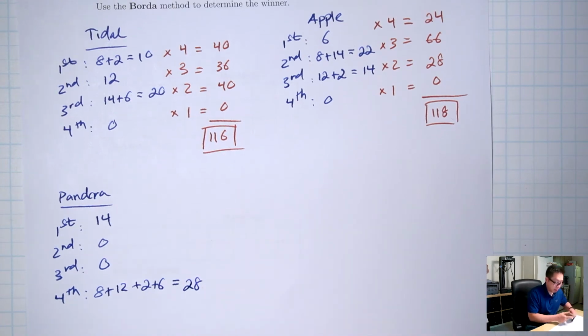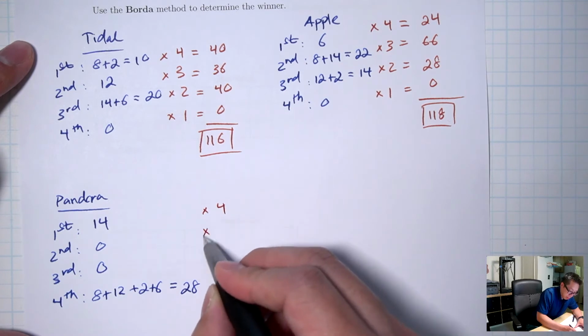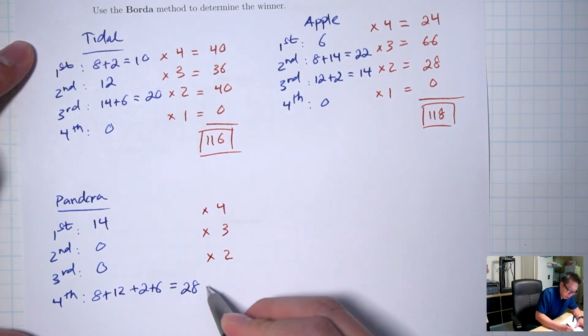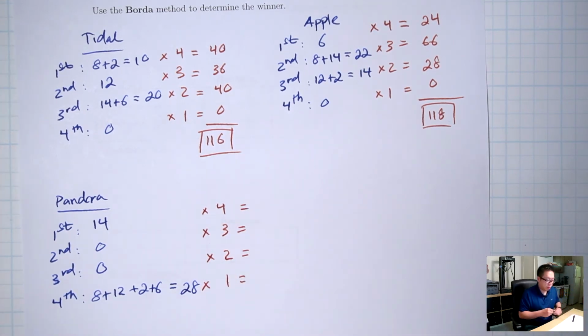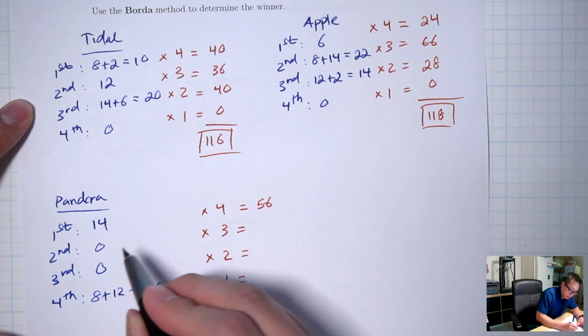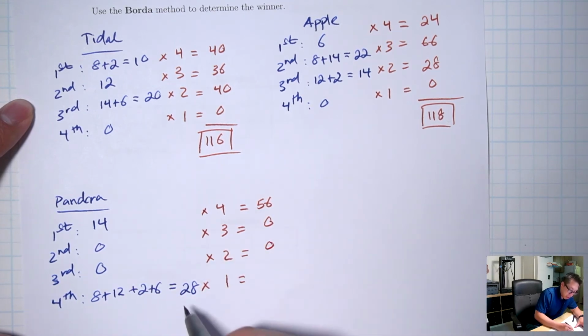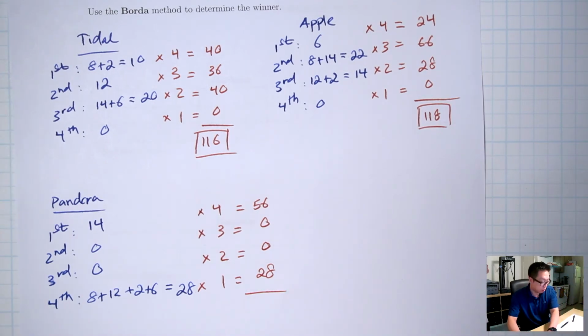All right, now we give the points. Each first place is 4, each second place is 3, each third place is 2, and each fourth place is 1. All right, 14 times 4, 56. 0 times 3 is 0, 0 times 2 is 0, 28 times 1 is 28. So total for Pandora is going to be 56 plus 0 plus 0 plus 28. 84.